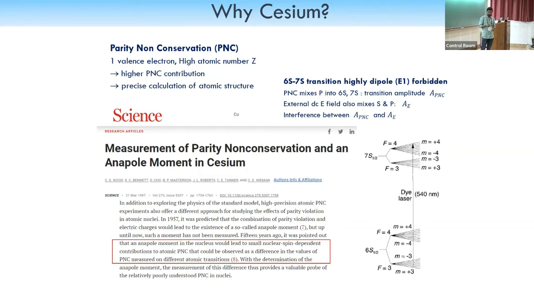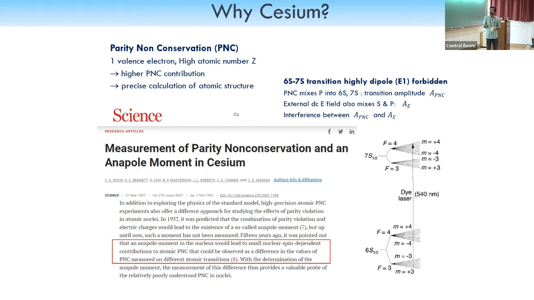Also, cesium has very precise atomic structure calculations. So in this experiment, what they did is that this 6s to 7s transition in cesium is highly forbidden. If there is some parity non-conservation present, then that mixes the 6s states with the p states, and that enables the transition from 6s to 7s states. So if we can detect this transition in the experiment, then we can say there is parity violation.